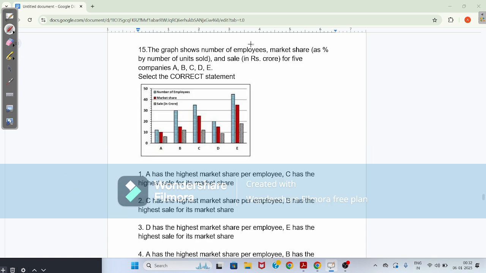The graph shows the number of employees, market shares, number of units sold and sales for 5 companies A, B, C, D, E. Select the correct statement here. Which company has the highest market share per employee? So this is the value which has been given here.